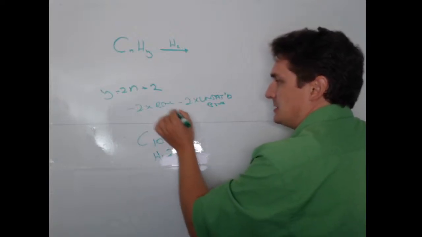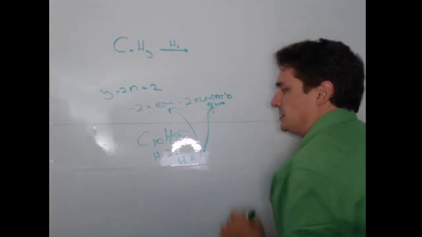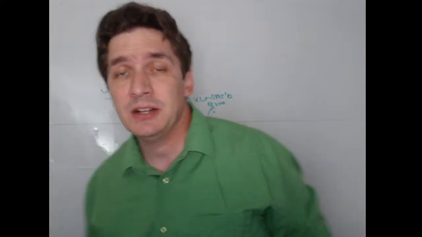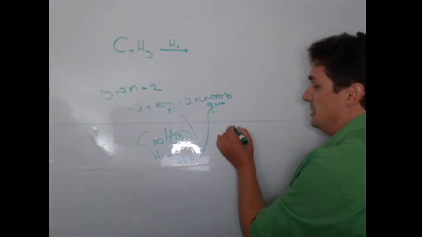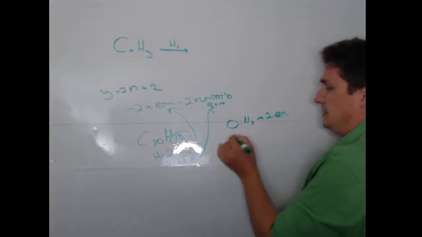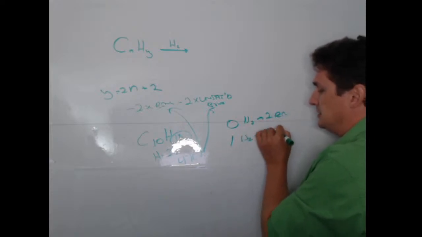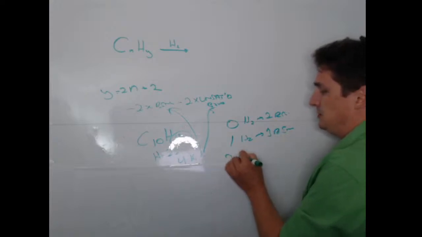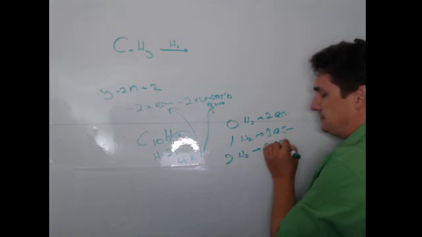Well, there's two possibilities. They're either in a ring or they're in the unsaturated bonds. And the way we would measure that would be you'd expose it to hydrogen, and we measure how much hydrogen is used. So if we use 0 moles of H2, it's 2 rings. If we use 1 mole of H2, it's 1 ring. And if we use 2 moles of H2, it's 0 rings.